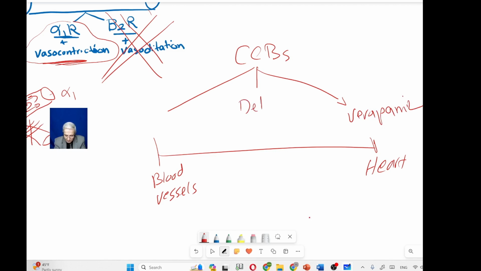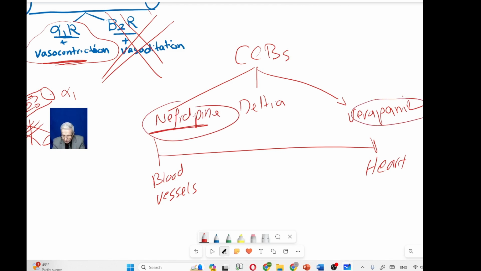Okay, diltiazem. And then we have nifedipine. So now the question: which medication mainly affects the blood vessel? Nifedipine. Which medication mainly affects the heart? Verapamil. So verapamil blocks calcium channels on the heart. Nifedipine blocks calcium channels in the blood vessel.